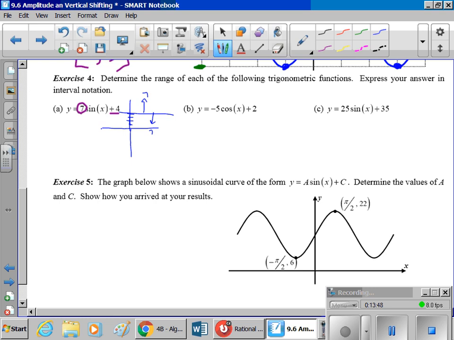So when you go down 7 from 4, so you can kind of do it like this. So you're going to start with that 4, because the midline is everything at this point. And the lower bound is minus 7, and the upper bound is plus 7. So this becomes negative 3 to 11 is my range.